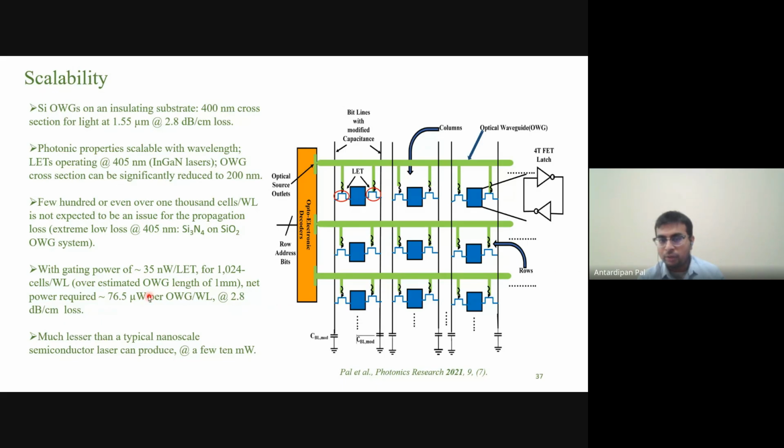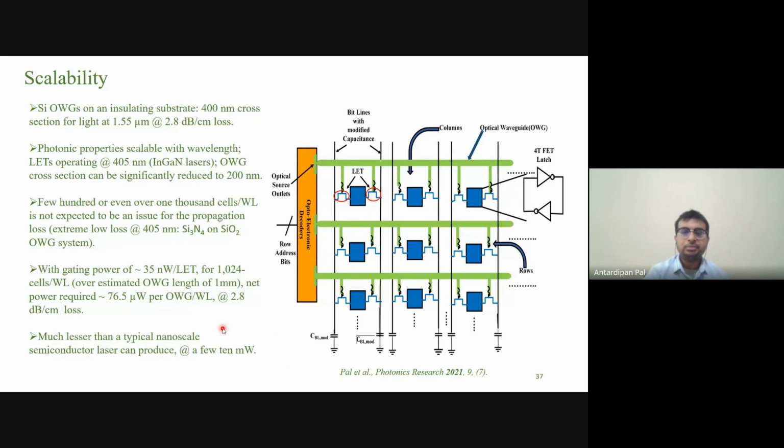Now it's a very long waveguide. We have overestimated the length to be 1 millimeter. It's a huge length. Believe me, inside a chip, 1 millimeter is like 100,000 kilometers in reality, because the chip itself is in the nanometer range. So compared to nanometer, a millimeter is huge, right? It's 10 raised to the power -3, and nanometer is 10 raised to -9, so a difference of almost 1 million. So we only need 76.5 microwatts, and this power is much lesser than what can be generated by an on-chip optical laser, indium gallium arsenide.